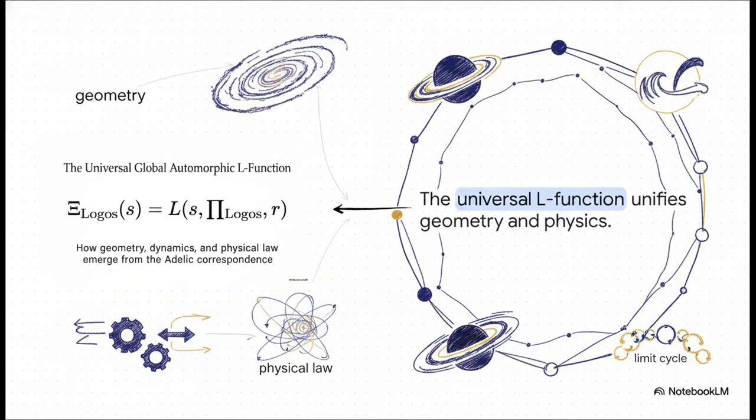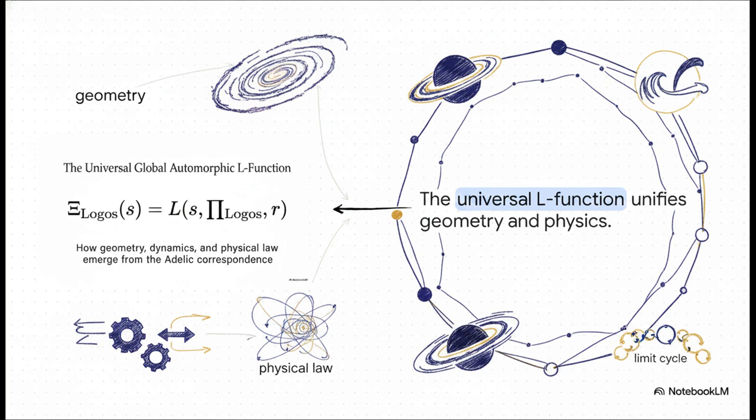All right, take a look at this. This is the ultimate master equation we're talking about, the Universal Global Automorphic L-Function. It looks pretty compact, right? But this is literally the single analytic object unifying geometry, dynamics, and physical law all at once.